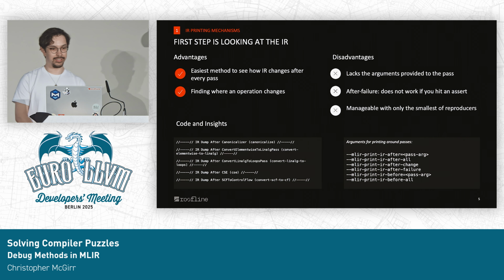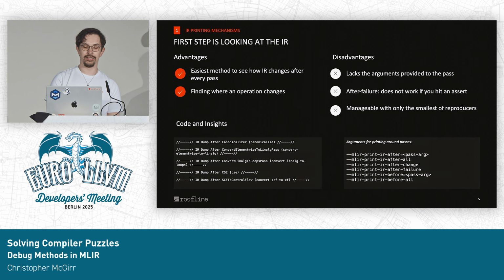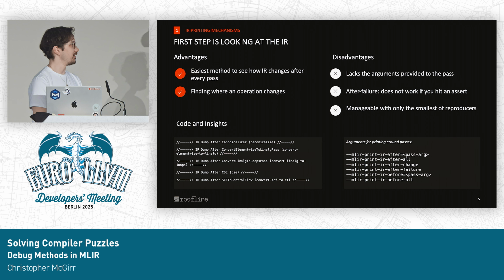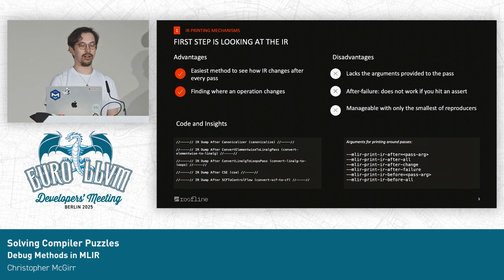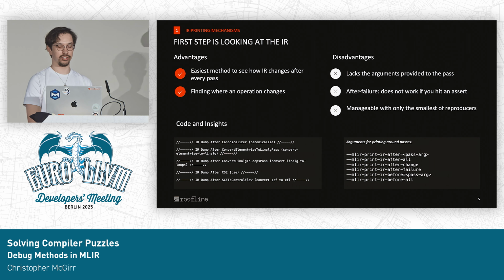So the first step I always take is to actually look at the IR and see what is happening. You can do this quite simply with some of the arguments provided to you in mlir-opt. These are the print arguments. You can see here I've listed some of them. Essentially, it allows you to print the IR after each pass or before each pass or during a failure. It's quite useful to see how the code is changing.